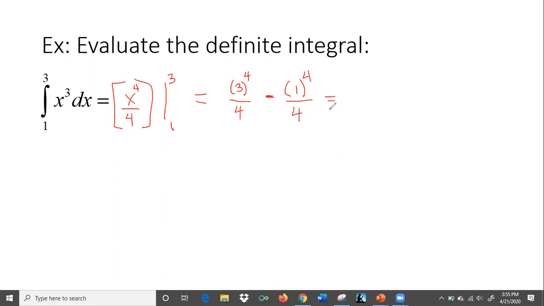And we're just going to simplify here. We're going to be left with 81 over 4, and we're going to subtract 1 over 4 to be left with 80 over 4, which simplifies to be 20.